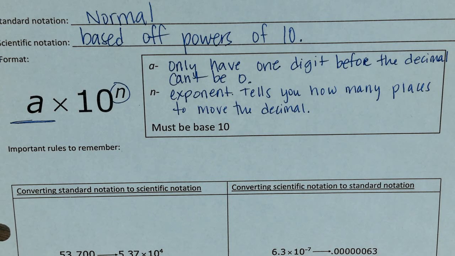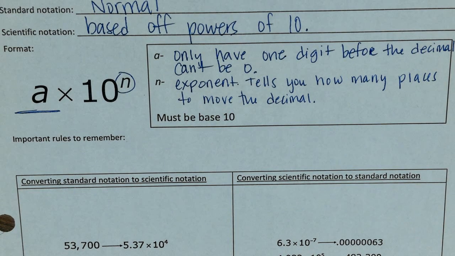It's super, super easy. So if you need to move it that way, it gets a negative exponent. If you need to move it that way, it gets a positive exponent. It's that simple. Okay? And again, your calculator is going to do all this for you, but you do need to understand why. All right.